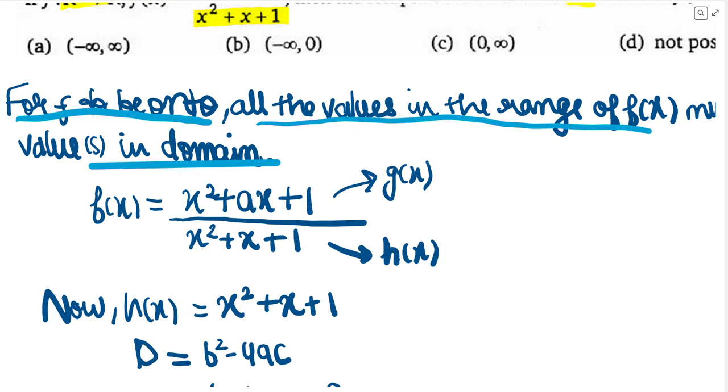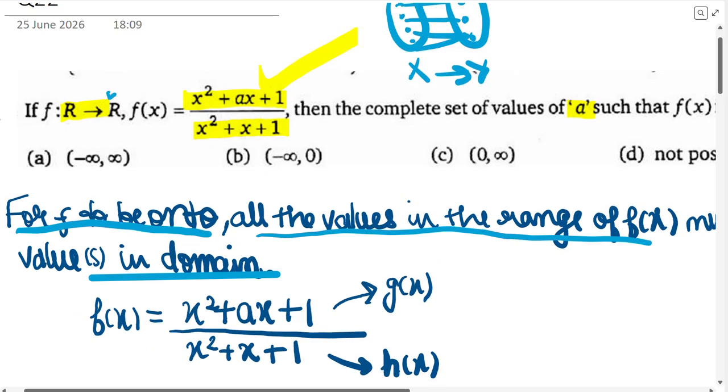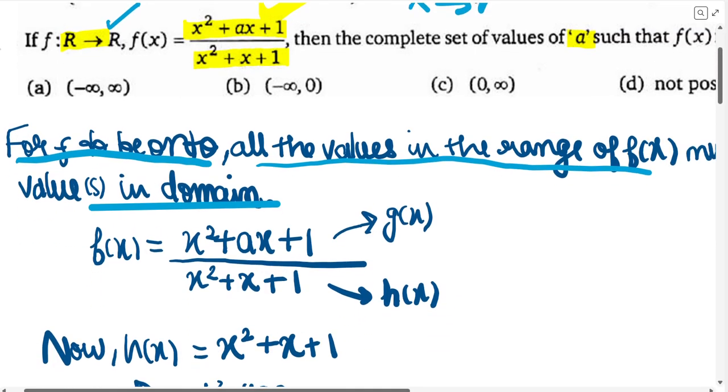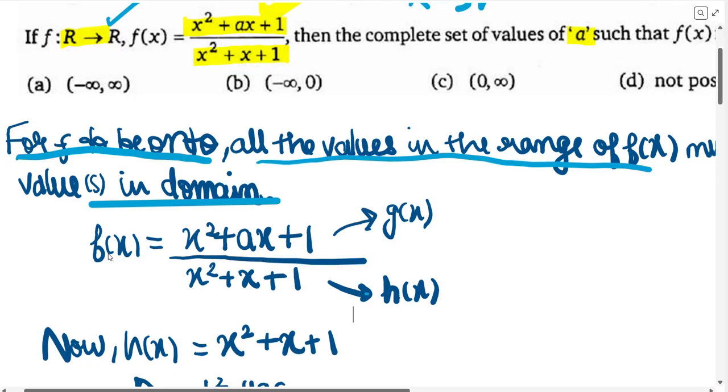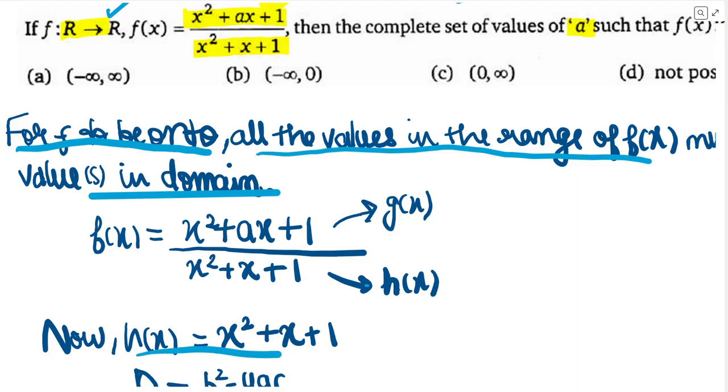All right. So since our range of the function is R, we need to ensure that all the values in R are being mapped by a number in the domain. So let us take the upper part as g(x) and the lower part as h(x) for simplicity in calculation. So now we know that h(x) is x squared + x + 1.